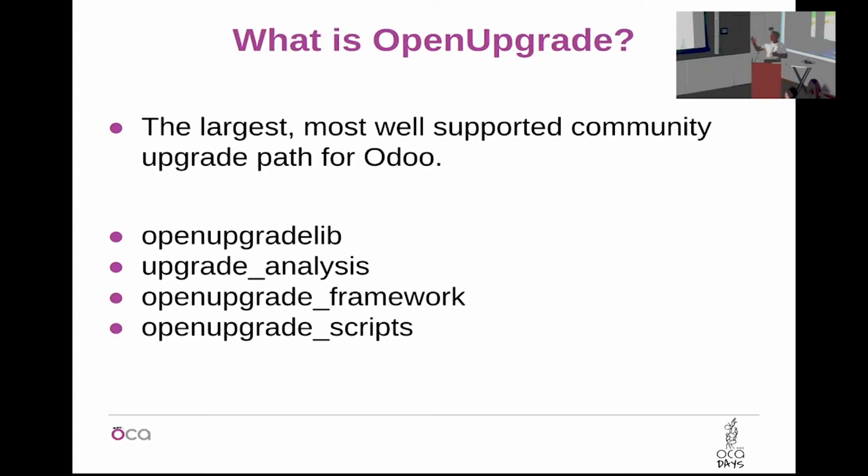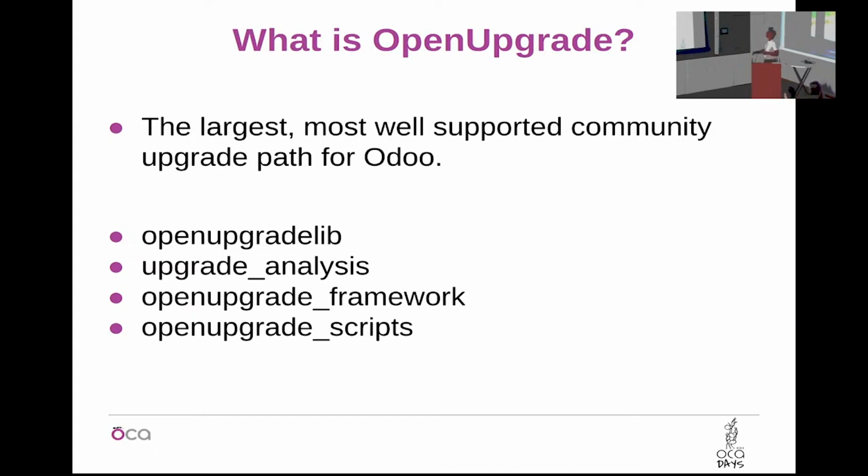Open Upgrade, it's the largest, most supported open source upgrade path for Odoo, right? It's made up of 4 components, and it's really important to get your head around these components if you're not familiar with the project. Just before I go into this, a show of hands: how many people have used Open Upgrade to upgrade a customer's database? All right, so a few of you. How many of you have ever contributed a migration script to the Open Upgrade project? Much fewer, right? How many of you used the Open Upgrade library to do migrations for your custom code? Yeah, so a few more.